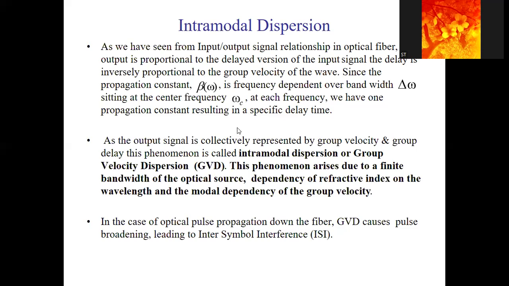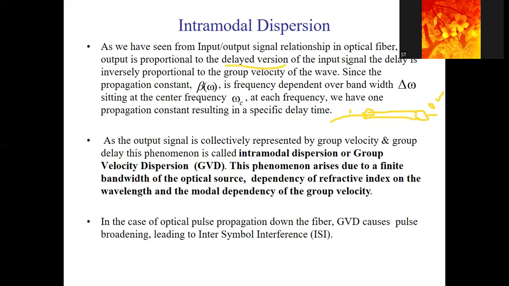So through the optical fiber, suppose this is your optical fiber, you are giving an input signal. The input signal is transmitted via this optical fiber, and from the other end we are getting the output. When we observe this output signal, we see that it is the delayed version of the input signal.